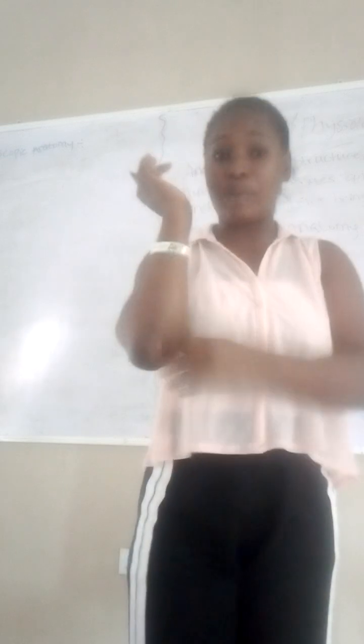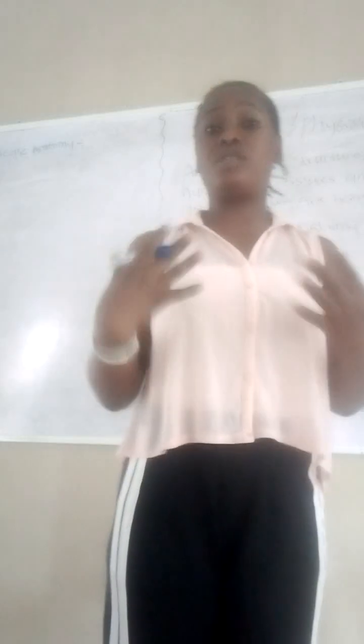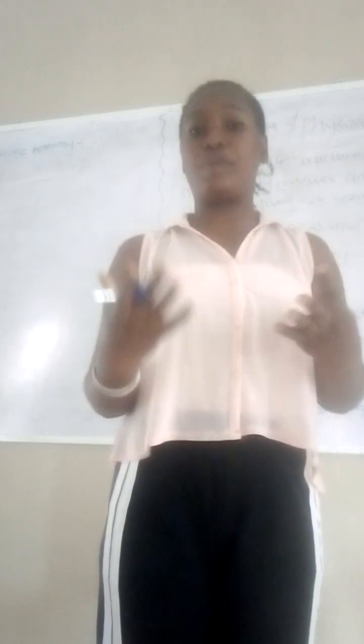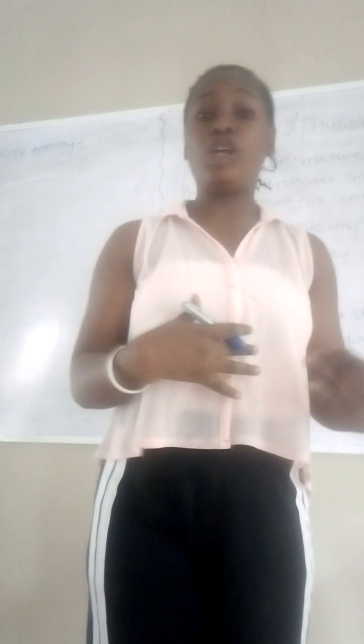Like my hand, you can see my hand. That is macroscopic. You can see my hand with your naked eyes. You can see my head with your naked eyes. You can see the parts, the surface of my body with your naked eyes. That is what macroscopic anatomy is all about. This is the study or the examination of the body parts with unaided eyes, with naked eyes.